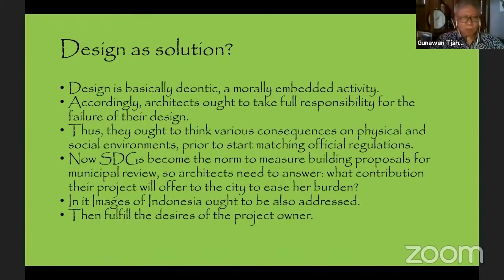So now, sustainable development goals become the norm to measure building proposals for municipal review. So architects need to answer what contribution their project will offer to the city to ease her burden. In it, images of Indonesia ought to be also addressed. Then they can fulfill the desires of the project owner.